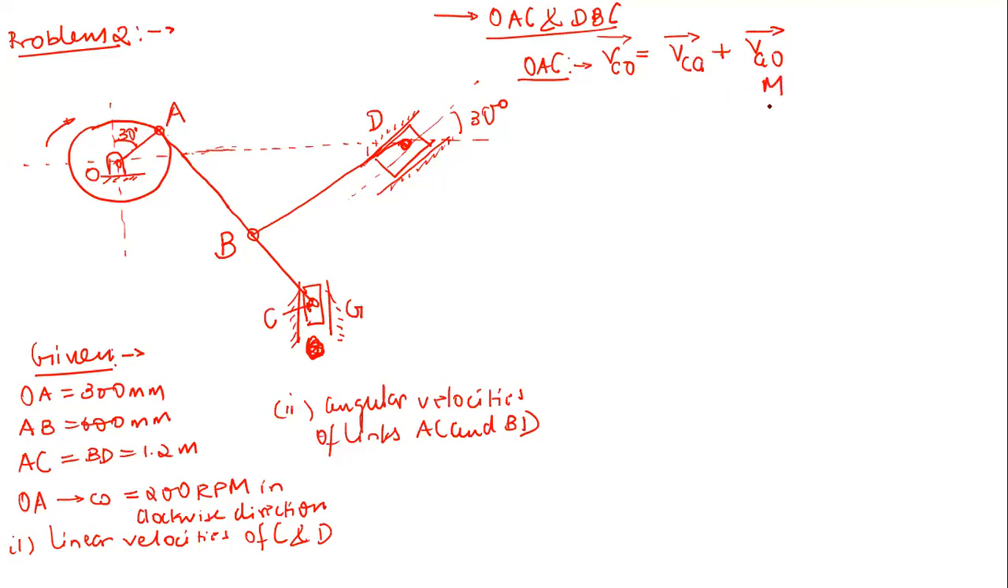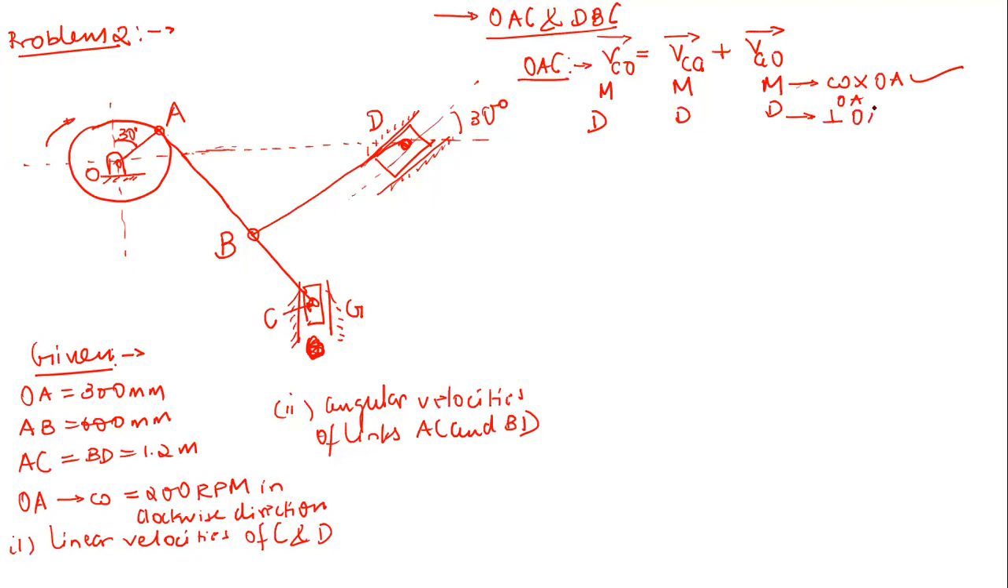So now let us check magnitude and direction. This is a very easy way, just write it like this, and you can easily figure it out. Let us start with this one. Is it known in magnitude and direction, both? Yes, sir. What will be the magnitude of this? This is simply omega OA into OA. This is known, right? Direction? Perpendicular to OA.